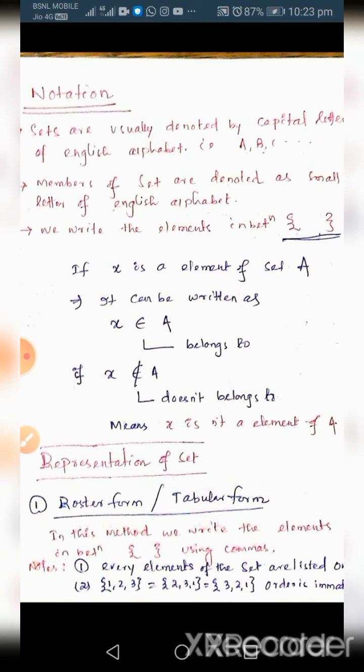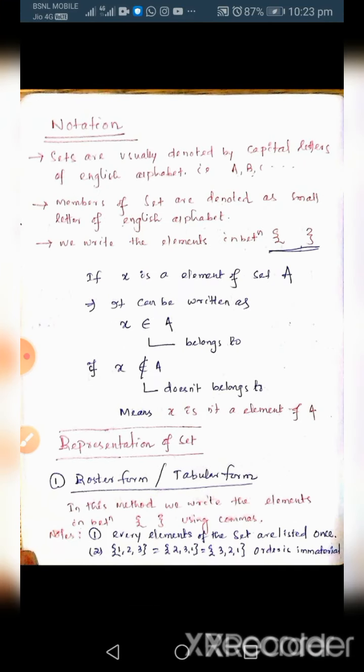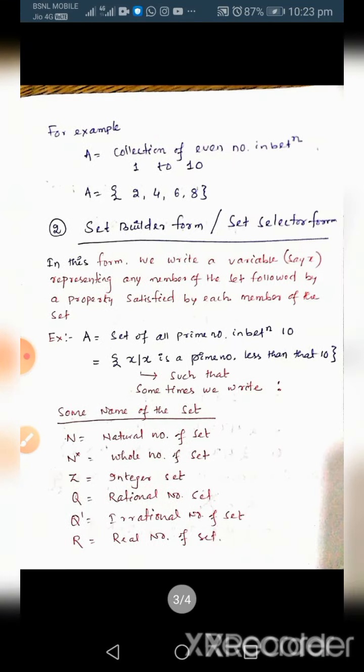If you write 2, 3, 1, this is not different from the other, it is the same thing, so you can write it this way. Next, here is an example. Look, the collection of even numbers between 1 and 10. What are the even numbers? 2, 4, 6, 8. So you can write these elements using 2, 4, 6, 8.